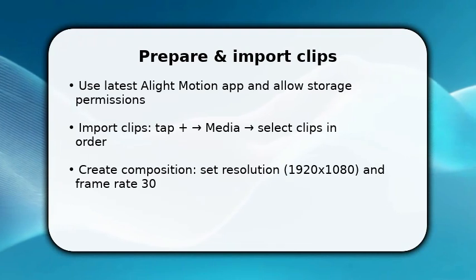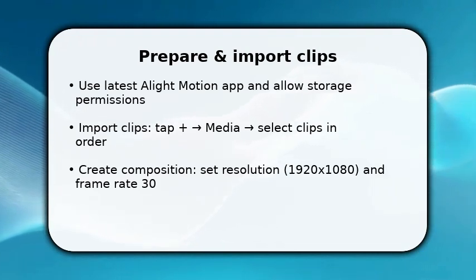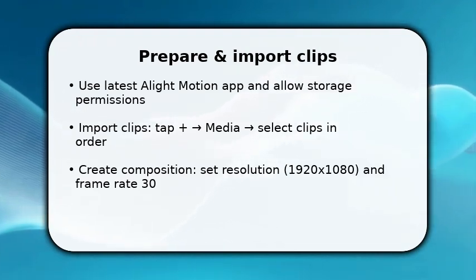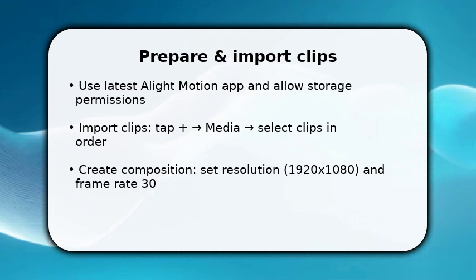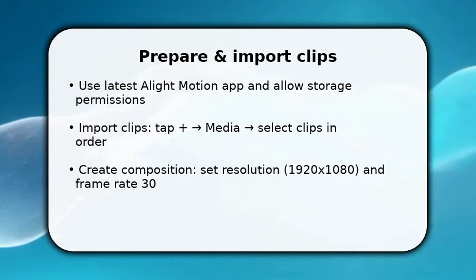You begin by prepping assets. Open Alight Motion, confirm storage access, and import your video and overlays. Once done, create a composition with the resolution you want and a 30 FPS timeline so motion data aligns. This avoids jitter later. Drag clips into the timeline in sequence and trim rough in and out points.